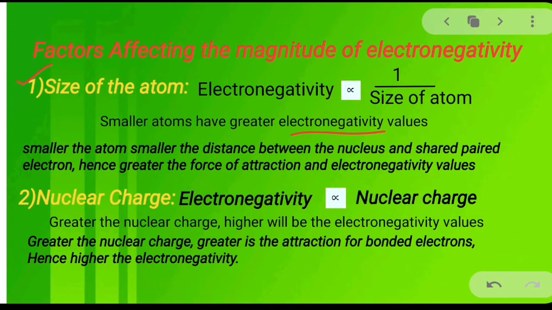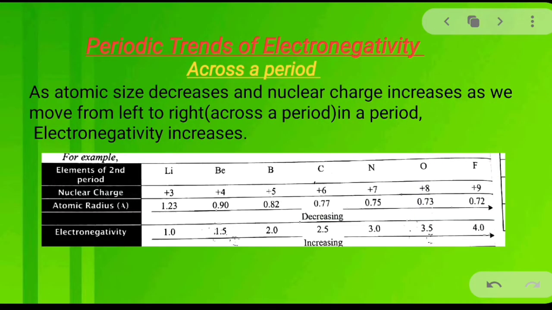Now, the second factor is your nuclear charge. Electronegativity is directly proportional to the nuclear charge. Greater the nuclear charge, higher the electronegativity value. Why? Because as the nuclear charge is greater, the force of attraction for the bonded electrons is more. The nucleus has more power to attract the shared pair of electron towards itself. Hence, the electronegativity increases.